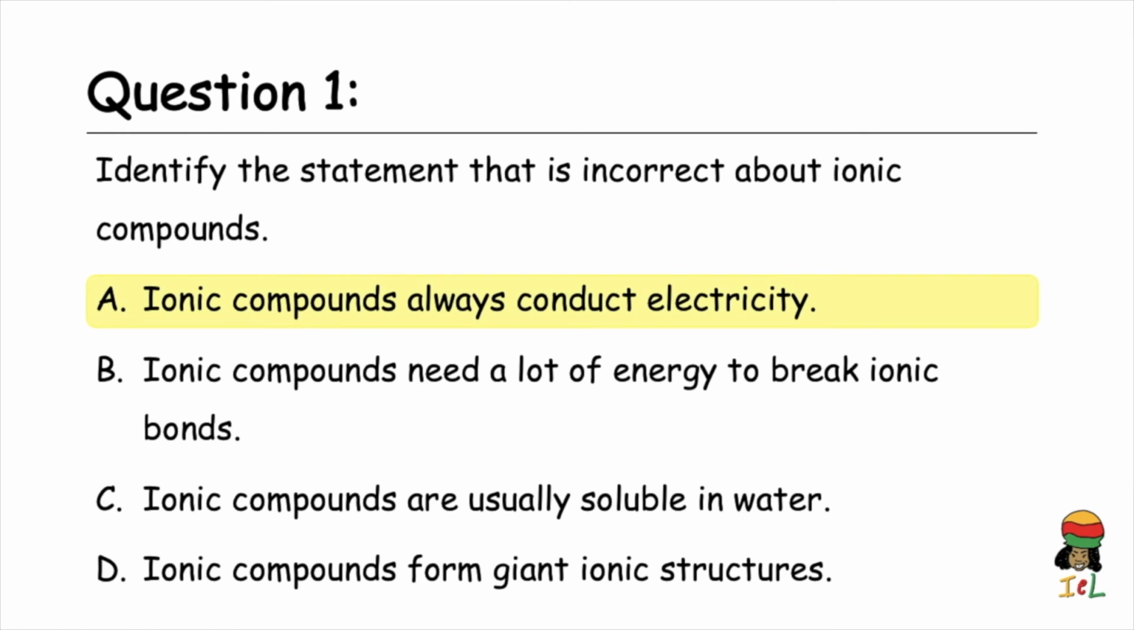The answer is A. Ionic compounds always conduct electricity is an incorrect statement because ionic compounds in the solid state do not conduct electricity. They only conduct electricity when molten or in aqueous solution.